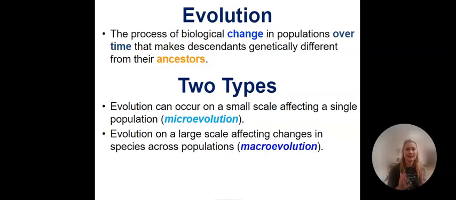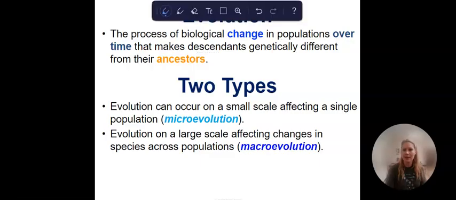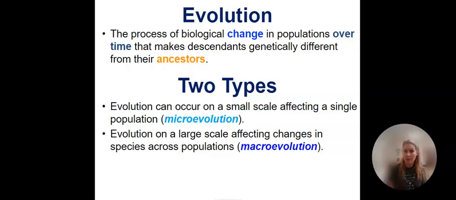Evolution is quite simply a process of biological change in a population of individuals over time. This biological change over time makes the descendants within that population genetically different from their ancestors. So to sum it up, evolution is just simply a change in a population over time. Okay, that's what we mean when we say evolution.